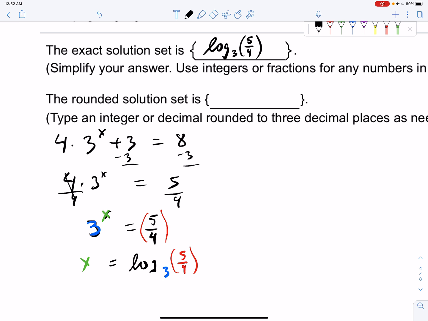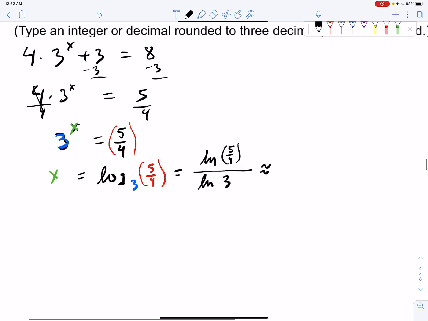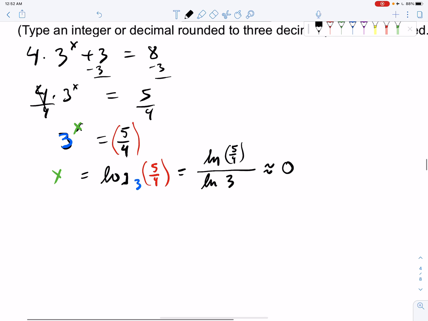And then for the approximate answer, in order to do that, we need to change it to common log or natural log. I'm just going to go to natural log: natural log of 5/4 divided by the natural log of 3. When you put that in the calculator, you get approximately 0.203.